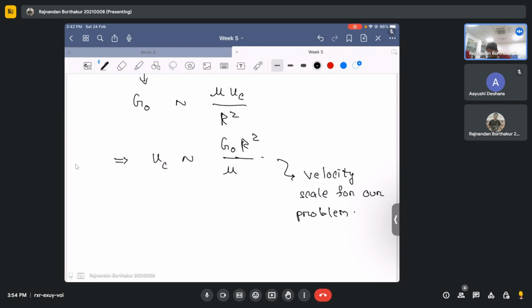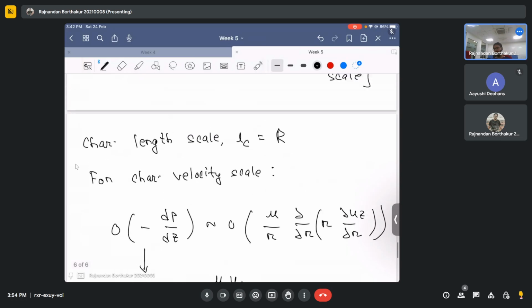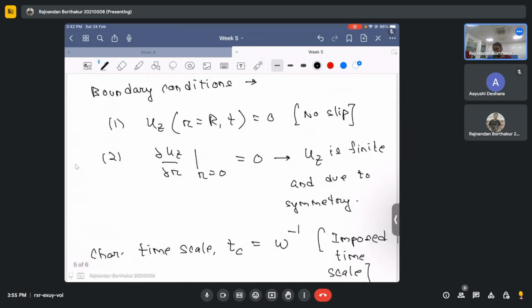In the meanwhile, I am just thinking that this is one way of choosing the characteristic velocity. You can also choose the characteristic velocity as LC by TC. And if you choose that, the problem should not change, because however you non-dimensionalize the problem, the dimensional problem remains the same, right? This is a good test for you to try out. If you choose the velocity scale as just LC by TC, non-dimensionalize the problem, and maybe you can give me the answer in the next class. Does it change? Or if it changes, how does it change?